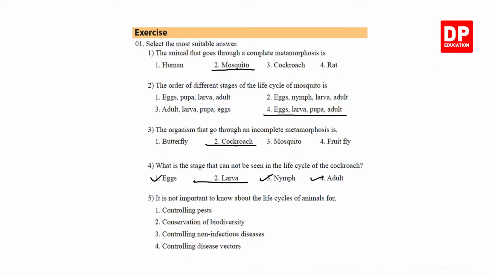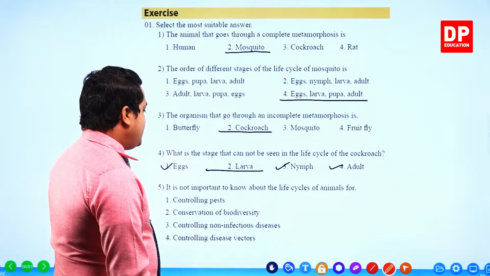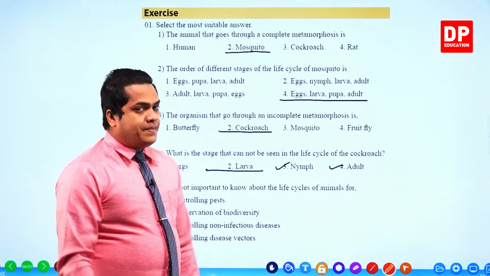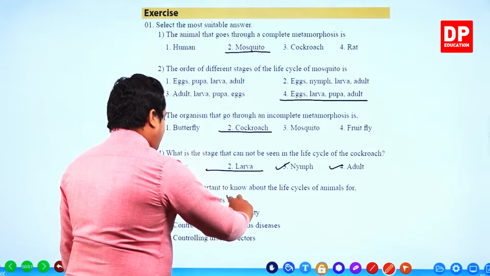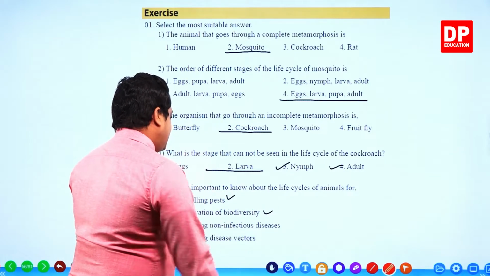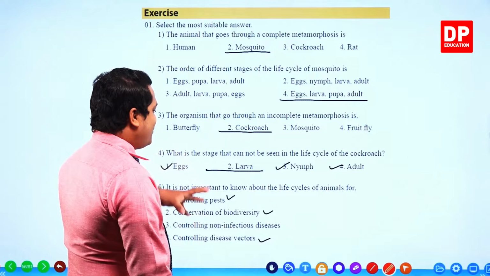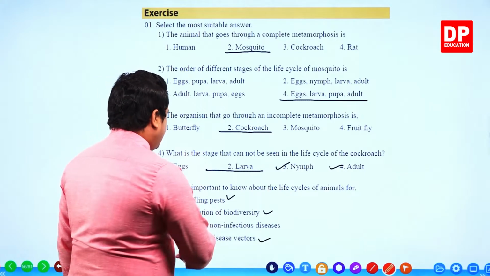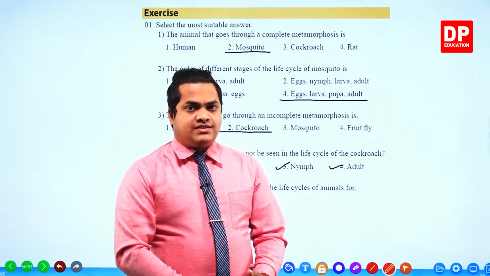Next one. It is not important to know about the life cycles of animals for: controlling pests, conservation of biodiversity, controlling non-infectious diseases, controlling disease vectors. My dear children, the key points of learning life cycles of organisms are to control pests, conserve biodiversity and control disease vectors. So, the factor which is not important to know about the life cycle is controlling non-infectious diseases. What are non-infectious diseases?